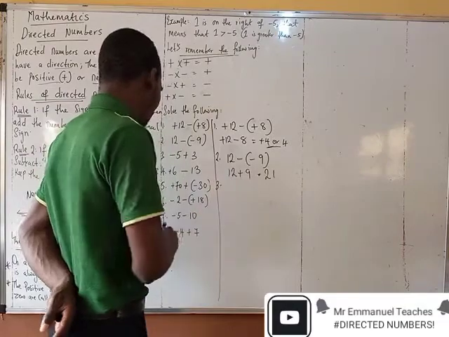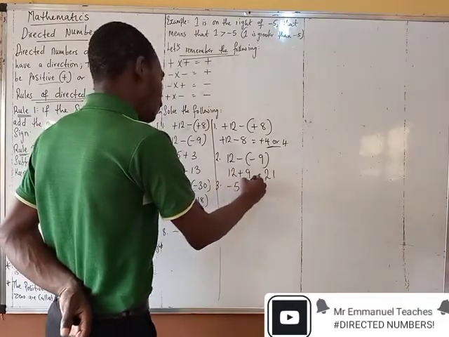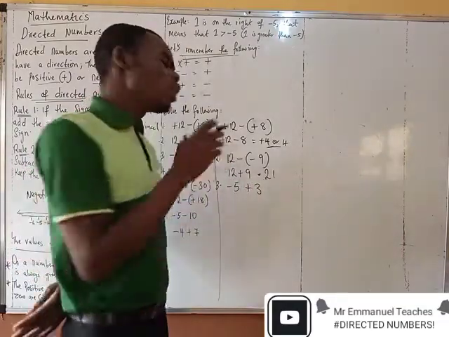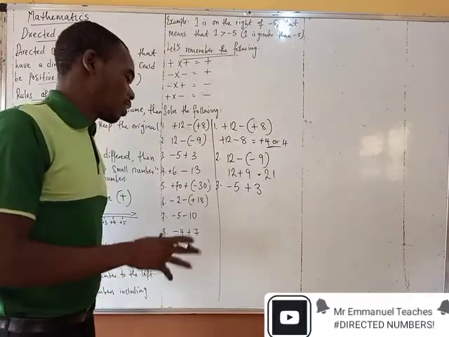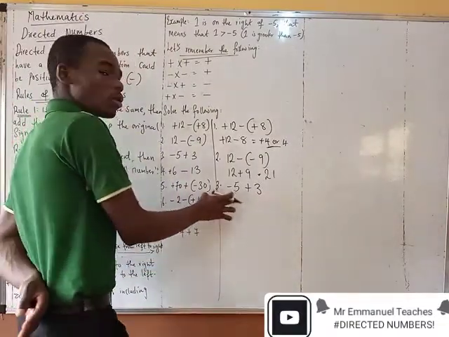So, number 3. Minus 5 plus 3. Now, if we look here, what we are going to notice is that there is no times.